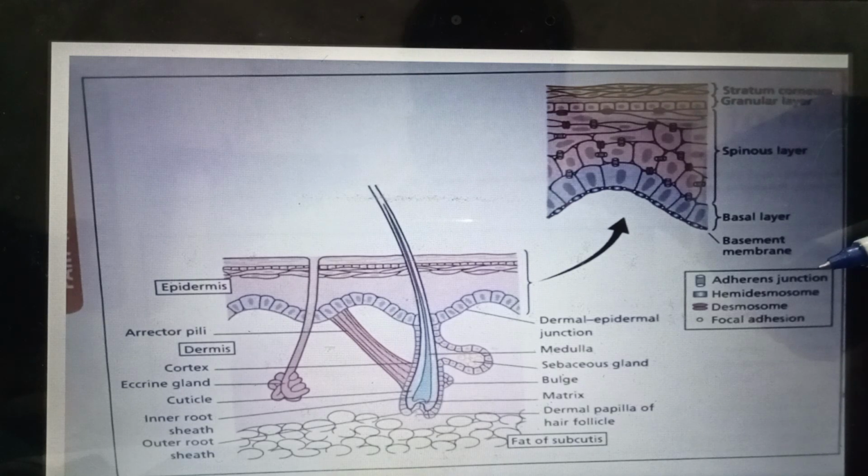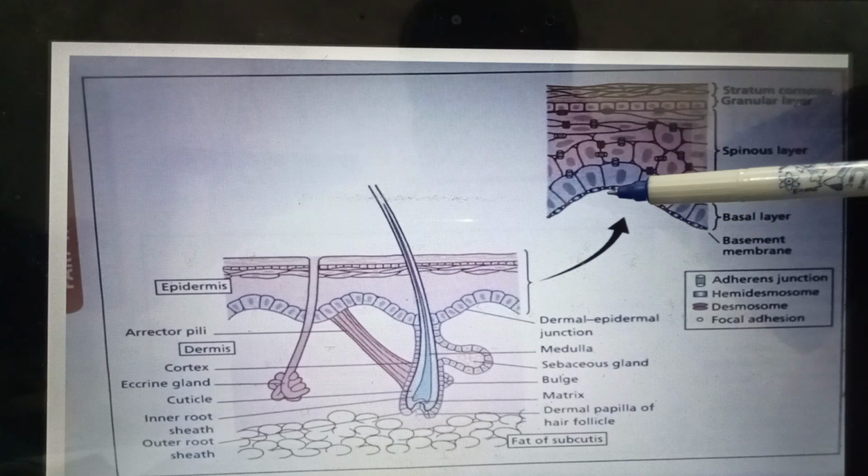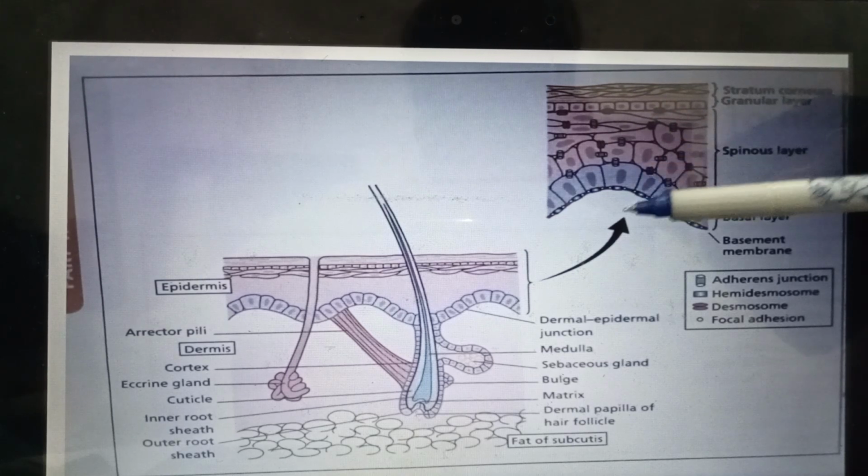First is the adherens junction. These are specialized proteins which facilitate homophilic interaction among the cells, maintaining the shape and stability of the cells. Another junction is the hemidesmosome. These are the junctions which are attached in between the epithelial cell and the basement membrane. For example, this is the basal cell layer and this is the basement membrane. Now you can see these are the hemidesmosomes attaching in between the basal cell and basement membrane.